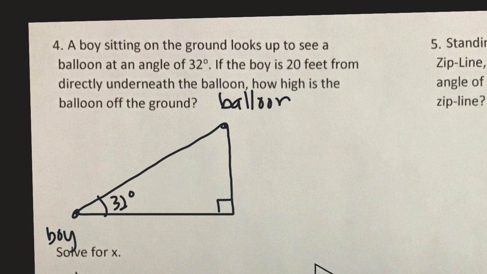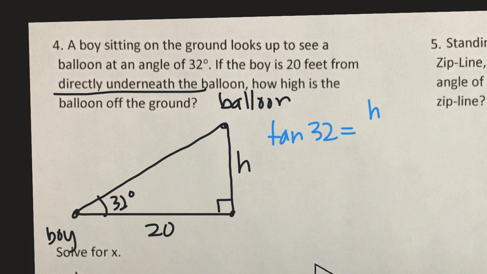If the boy is 20 feet from directly underneath the balloon, that means the ground distance, right? Directly underneath the balloon. How high is the balloon off the ground? So we're trying to find the opposite side. The opposite side is h and 20 is the adjacent side, which means our trig is going to be the tan function. So tan 32 equals h over 20.